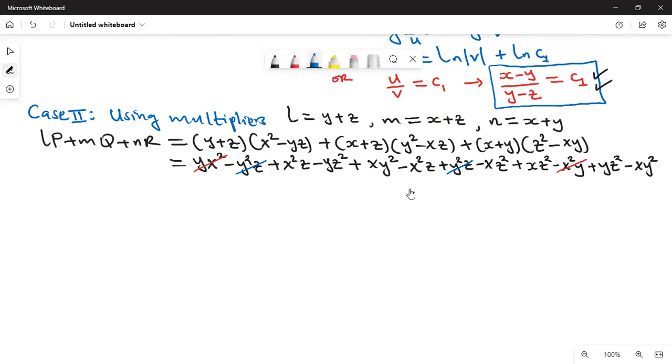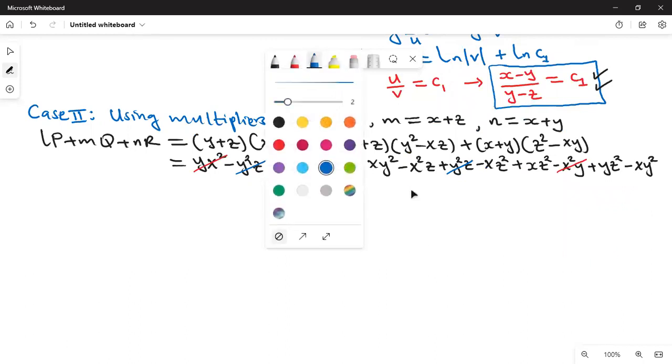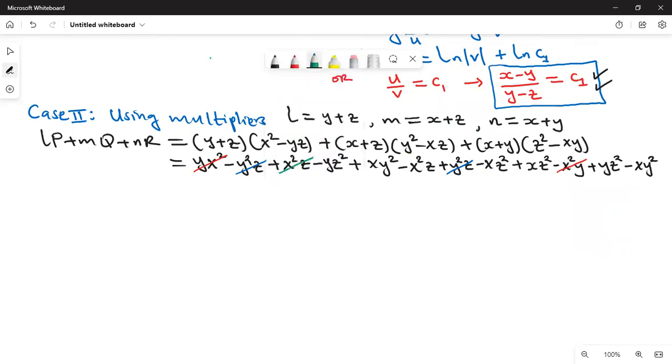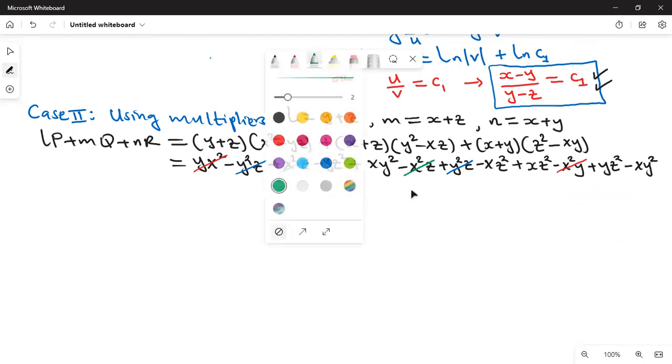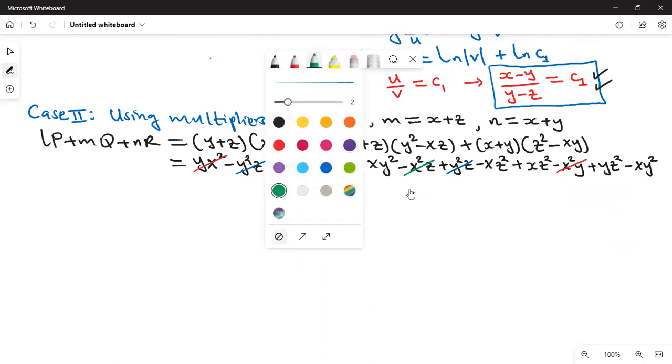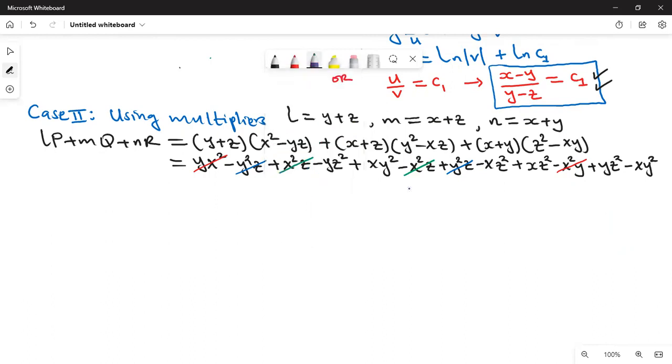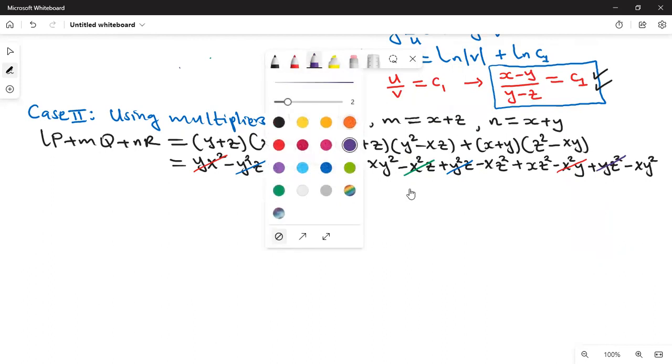We also have, let me use a different color. I can use green. X squared z, do we have negative x squared z? Yes. Another color, just to distinguish how those things are cancelling out. Negative yz squared, do we have positive yz squared? Yes, this one will cancel out. We still remain with some terms. Let me pick another color.